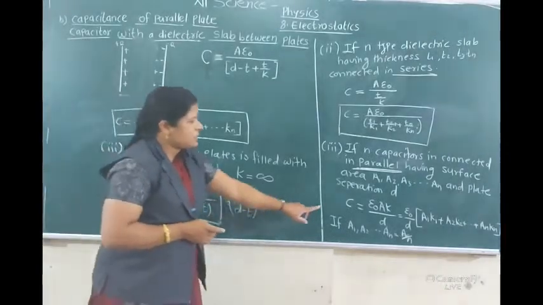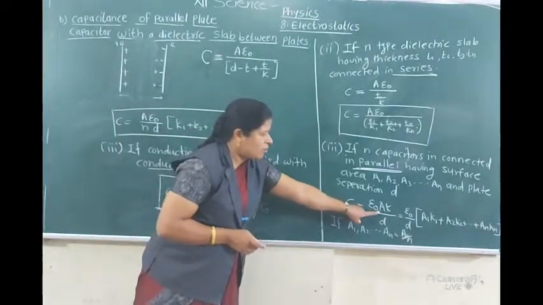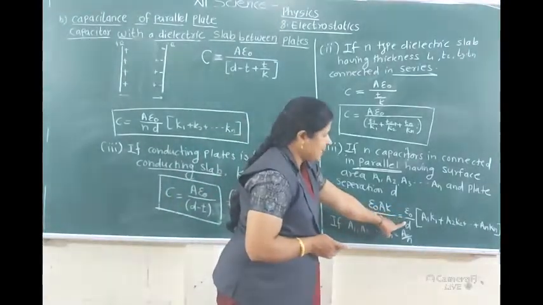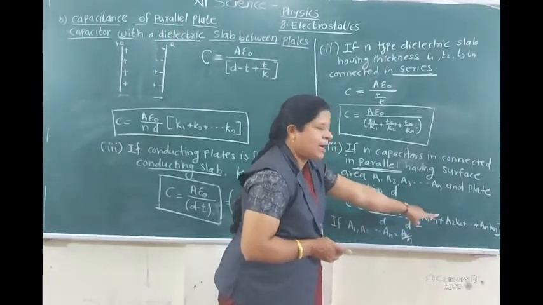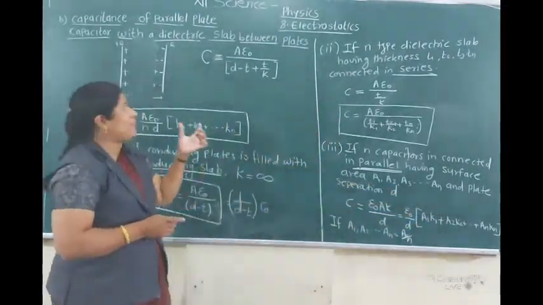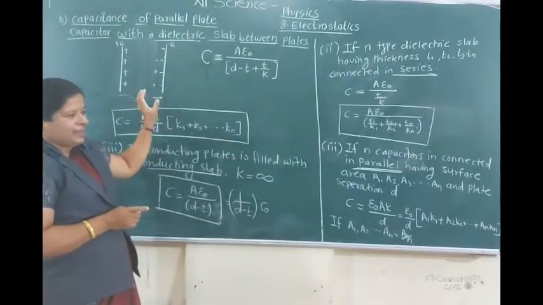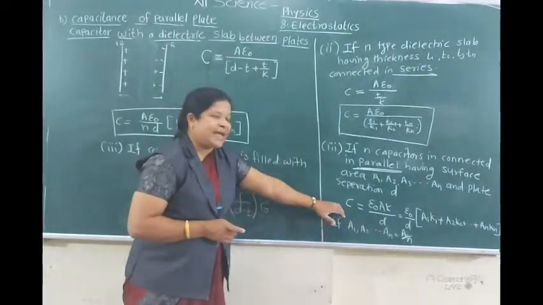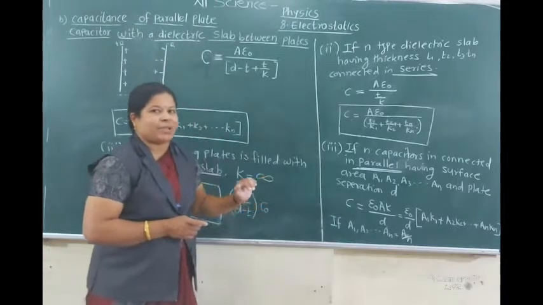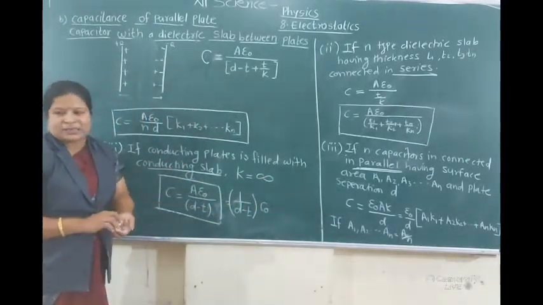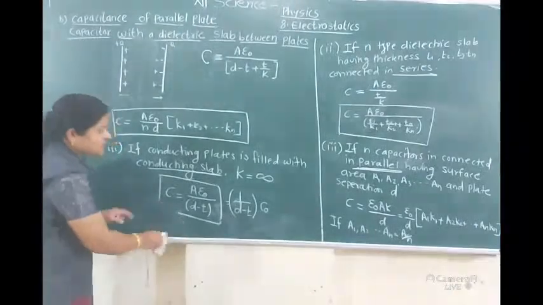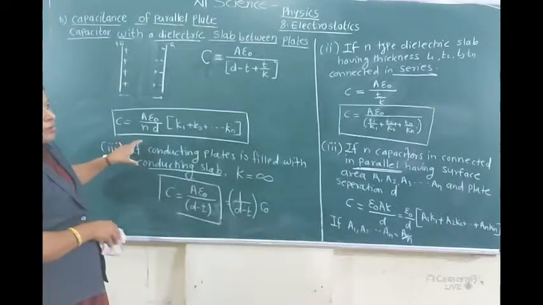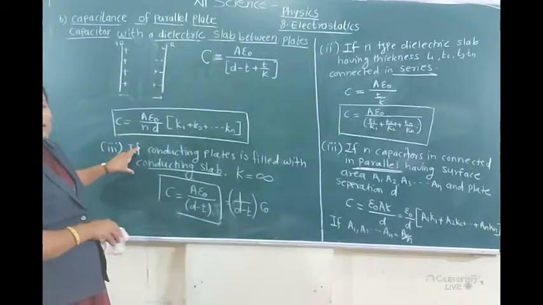Then we get the formula C is equal to epsilon 0 A into K divided by D, which is equal to epsilon 0 divided by D into (A1 K1 plus up to An Kn). However many capacitors we connected in parallel, we have to take their summation in this formula and we get the total value of the capacitance. Now the next point is this formula is important for the numericals, and in the exam we also ask a 2 mark question on this formula.